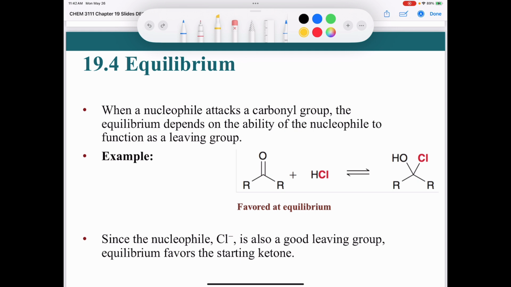So here you can see that we have an equilibrium between a ketone and HCl, and then this tetrahedral compound here results after the nucleophilic attack. And chloride is an excellent leaving group, right? Very, very good leaving group. And so since chloride is the nucleophile, but it's also a great leaving group, it turns out that in this case, the equilibrium is actually going to lie more to the side of the ketone. So these equilibrium arrows that I've drawn in blue are more accurate than these ones here.